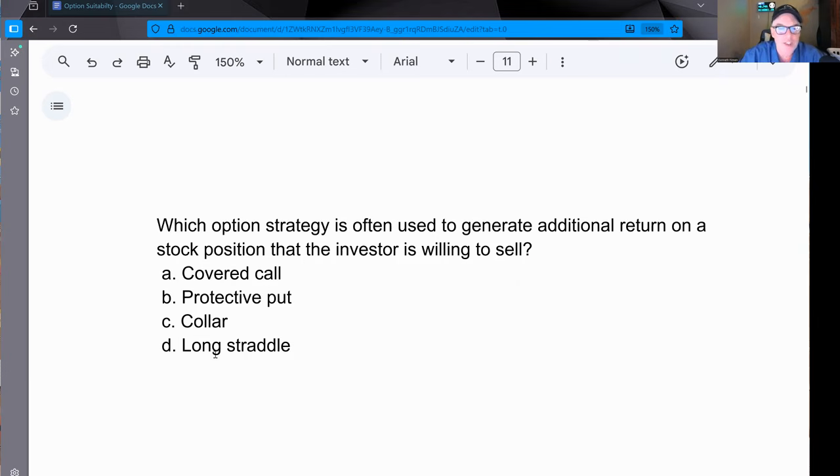Which option strategy is often used to generate additional return on a stock position that the investor is willing to sell? Remember, you buy for protection, you sell for income. You should be doing this after you're comfortable with options. So when I say covered call, you know that it's buy stock, sell a call. The answer is A as an apple. If they want protection, you buy a put. Good stuff.